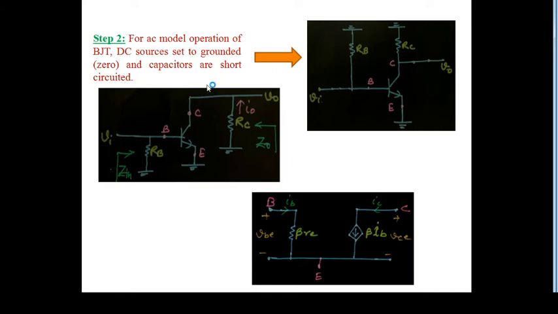Step 1, we have to find the value of RE, 26 millivolt by IE. Then in the second step we have to open short circuit the capacitor, and ground the DC voltages. So the same picture we have redrawn here in that fashion. Yes or no? Now this RB we have put down, and this RC we have put down, and V naught.